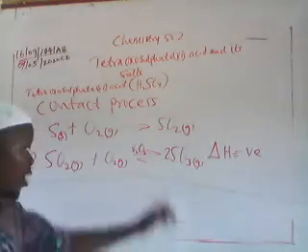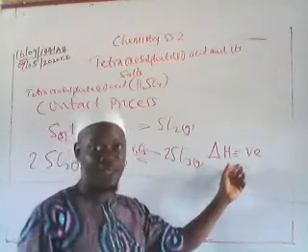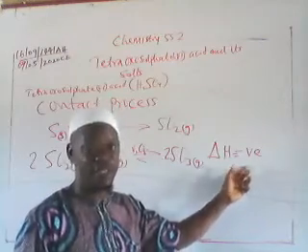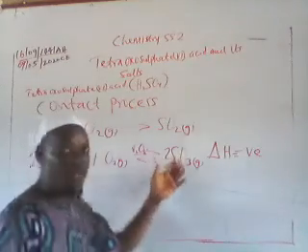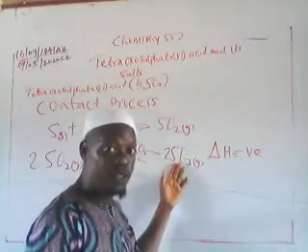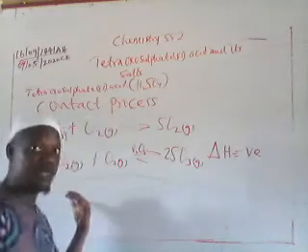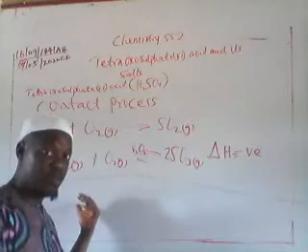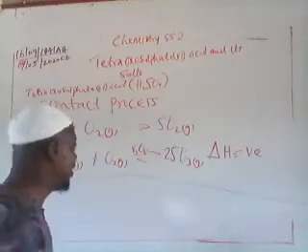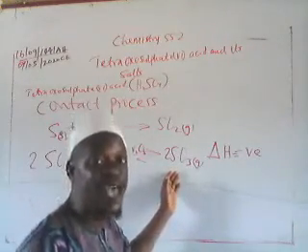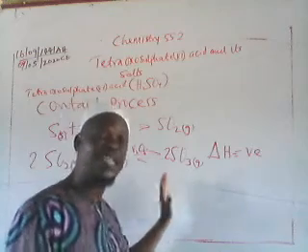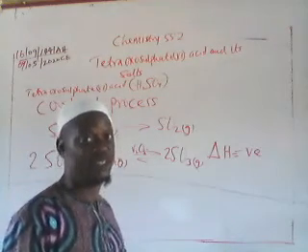One, the temperature has to be lower because the forward process is exothermic. Two, the pressure has to be raised because the total number of moles on the right hand side is less than that of the left hand side. We mentioned this during the last class. And three, sulfur(VI) oxide has to be removed as it is formed. And that is the next stage in this process.